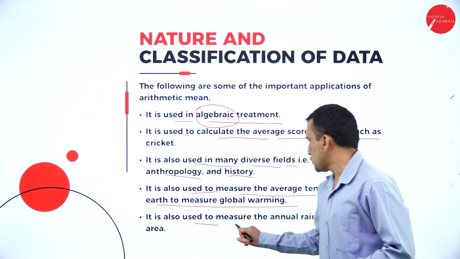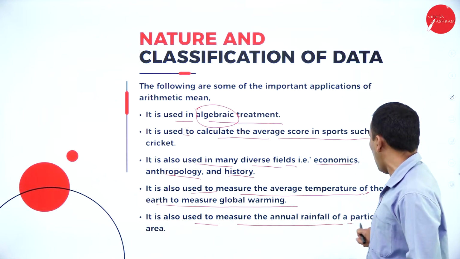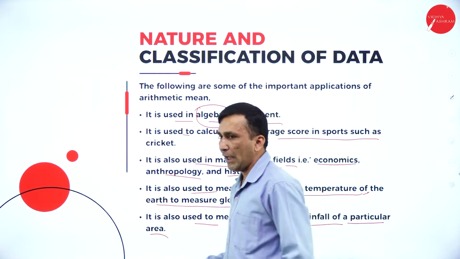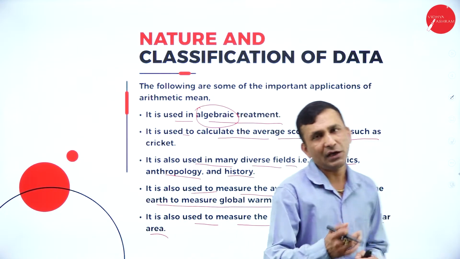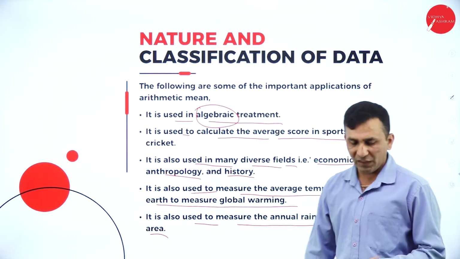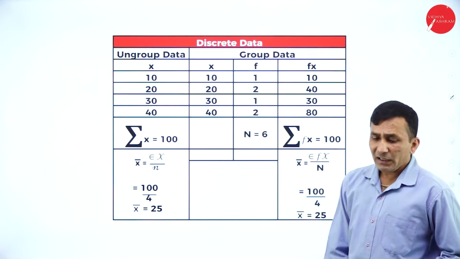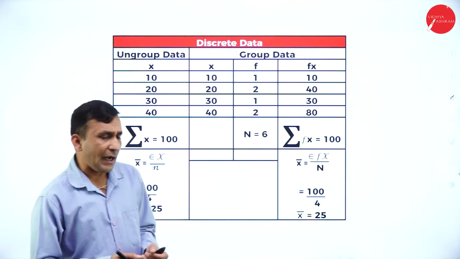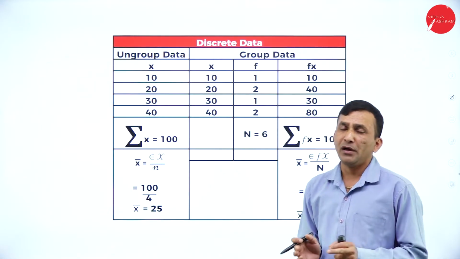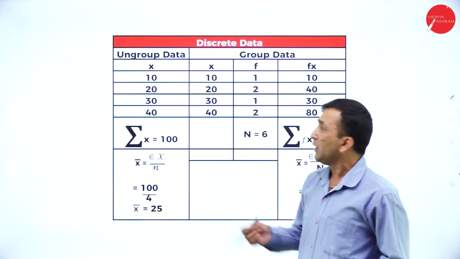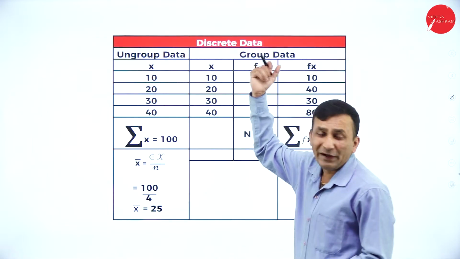It is also used to measure the annual rainfall of a particular area, annual rainfall, city to city, state to state, you can calculate the average value. And here, majorly, when we are trying to calculate the arithmetic mean or median, we need to remember there are two sets of data coming. One is discrete data, how is it looking?